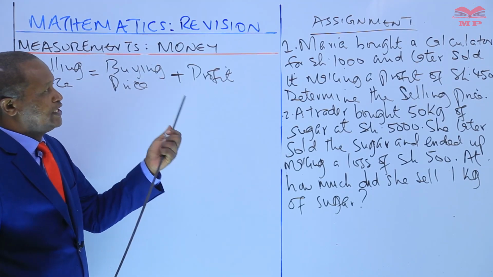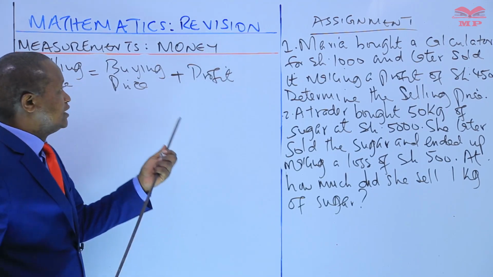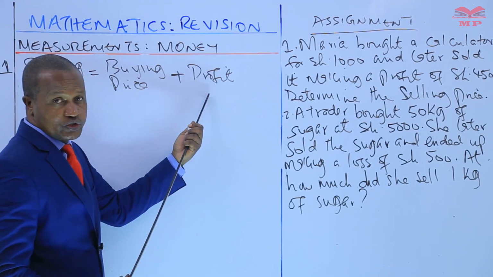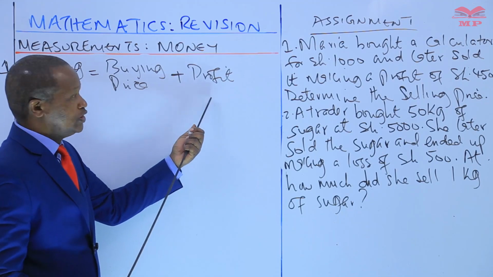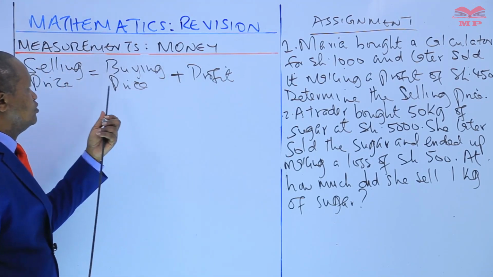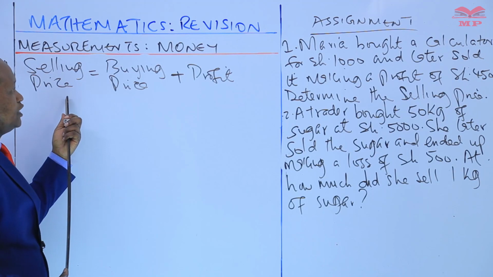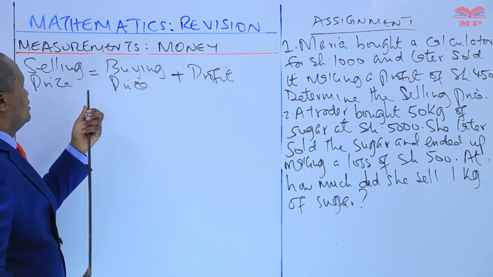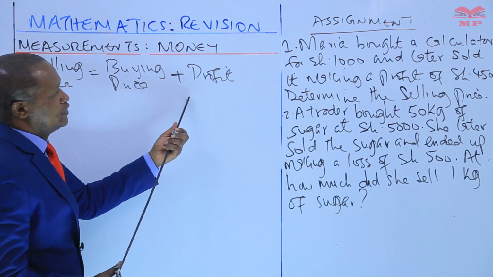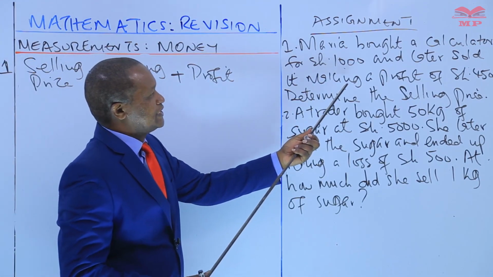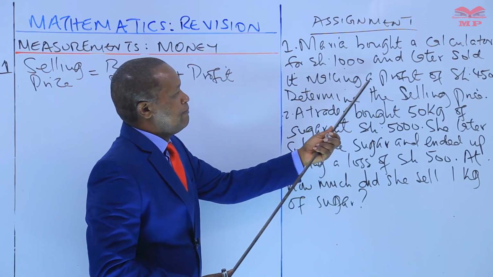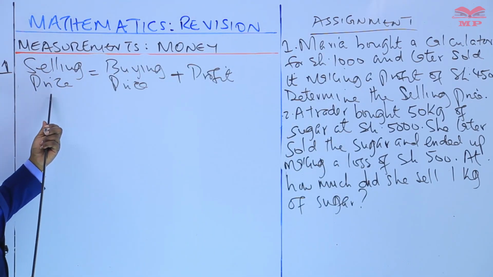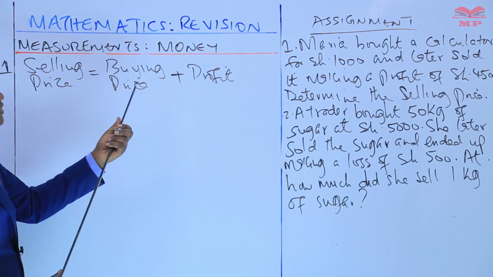But if Maria incurred a loss, then the selling price will be equal to buying price minus loss. When you sell less than what amount you bought, then you make a loss. But when you sell more than the buying price, then you make a profit. So the question reads, later sold it, making a profit. So here the formula is selling price is equal to buying price plus profit.